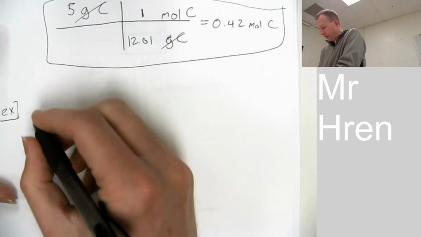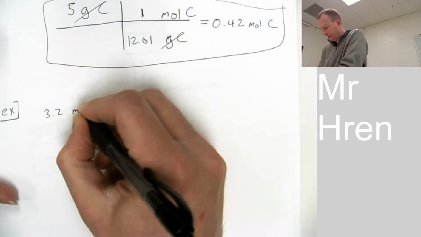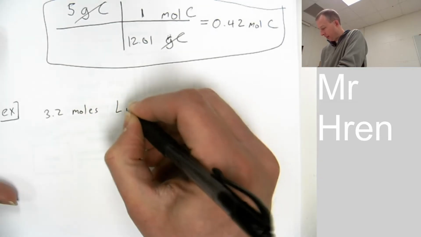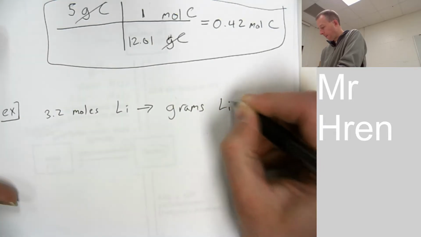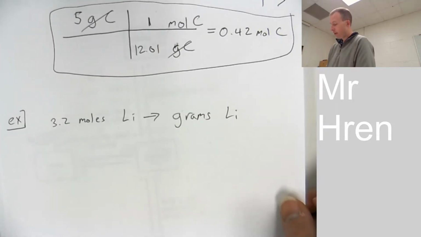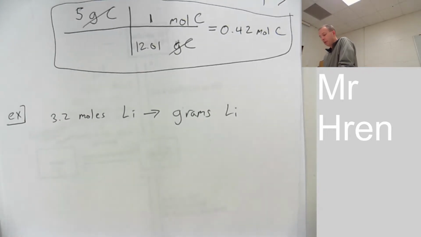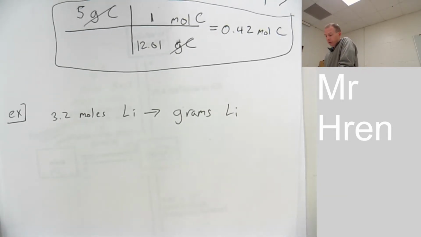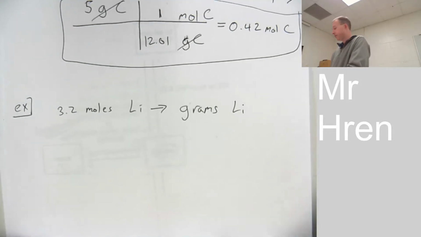Let's say we have moles of carbon. Let's say we're going to go now. We're going to say we have 3.2 moles of lithium, and we want to convert that to grams of lithium. I'm going to go a little faster through this one.